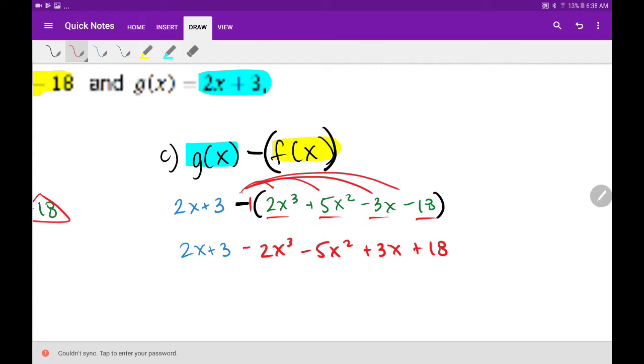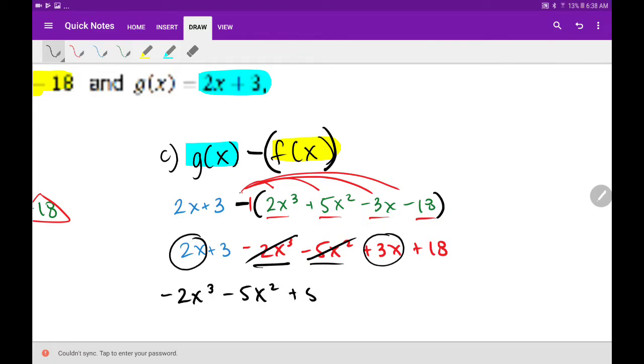And now we just combine our like terms. So starting with our highest degree term, minus 2x cubed has no like terms, just copy it down, minus 5x squared. Okay, now we have some like terms. 2x plus 3x gives me plus 5x, and then plus 3 plus 18 gives me plus 21. All of my like terms are combined, so this is my final answer.